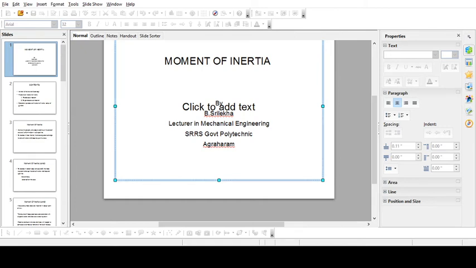Next, radius of gyration. You know the radius of gyration k is equal to the square root of I by A. Here, under the root, I means the sum of Ixx, divided by the sum of A. So k equal to the square root of Ixx by A, where Ixx is the moment of inertia about the x-axis and A is the summation of the areas. Next, if I want to find the radius of gyration about the y-axis.